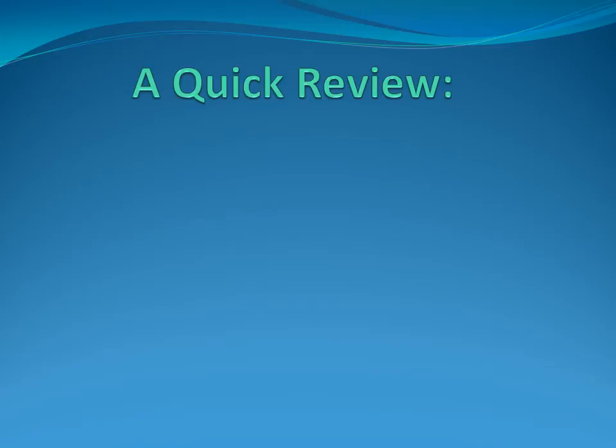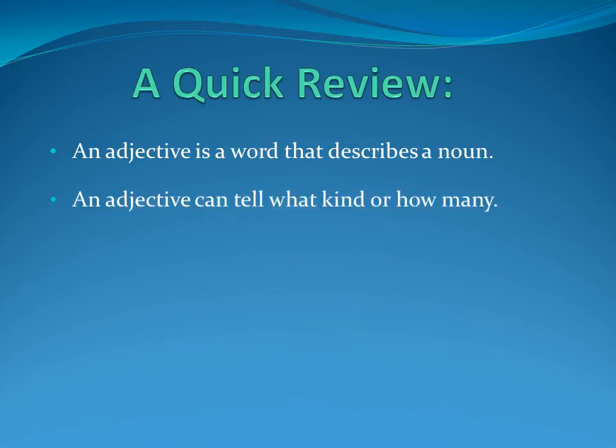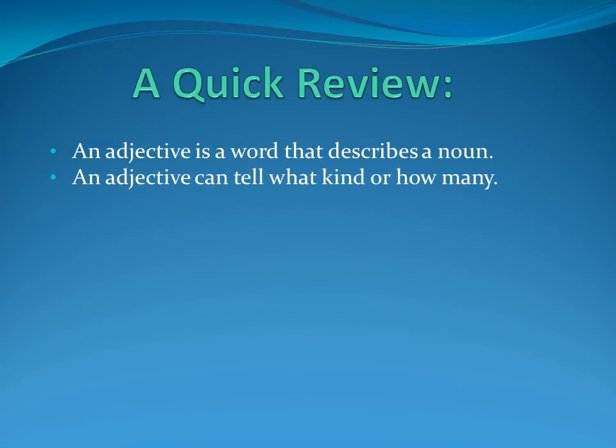A quick review before we end. An adjective is a word that describes a noun. Remember, a noun is a person, place, thing, idea, or animal. An adjective can tell what kind or how many. Remember, when we're talking about what kind, we could describe it as something purple, something big, something small. When we're talking about how many, we could use an adjective like one, few, several, 5.